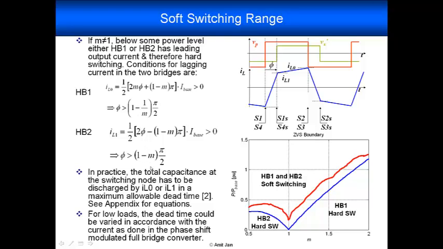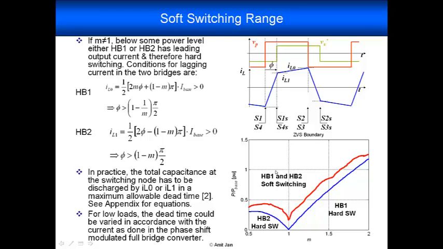These are quantified here in terms of the power transfer level in this graph. Ignore this red curve for now. So it's the blue curve that we should be concentrating on. So for m less than 1, we get hard switching on the secondary side bridge below some power transfer level. For m greater than 1, we get hard switching on the primary side bridge below some power transfer level. Above this blue curve, we get soft switching for both the bridges.